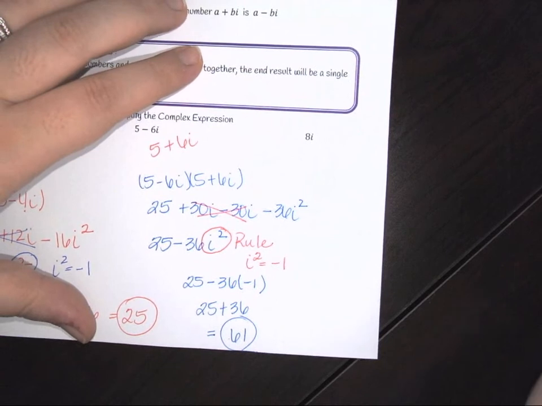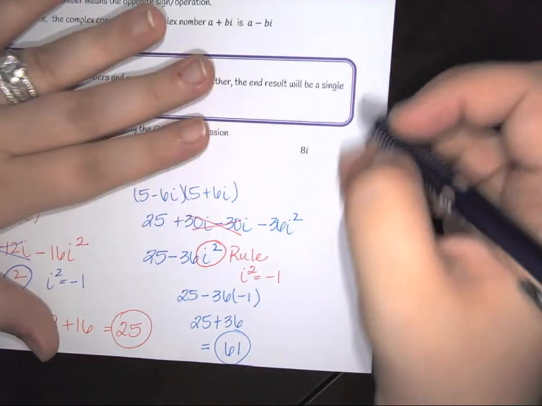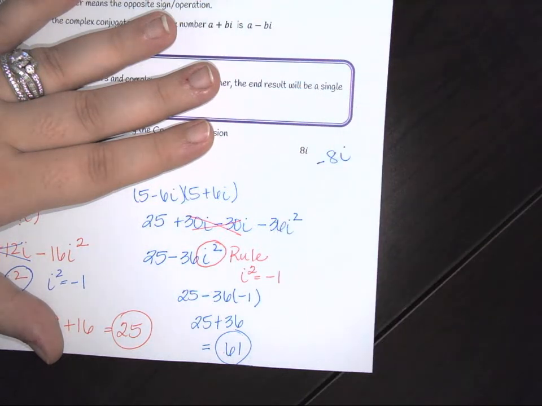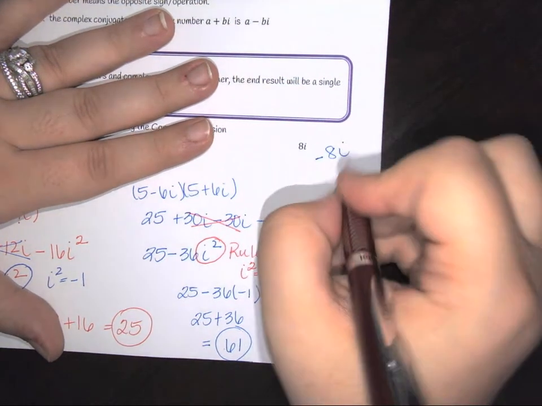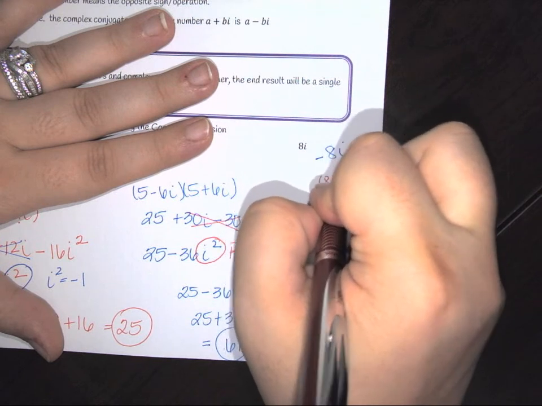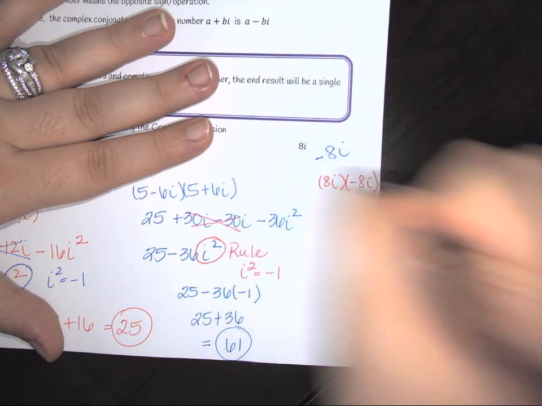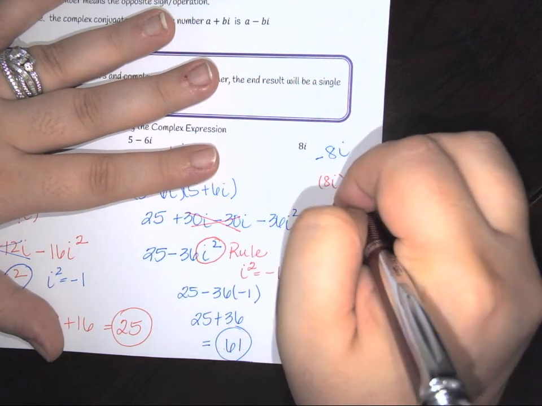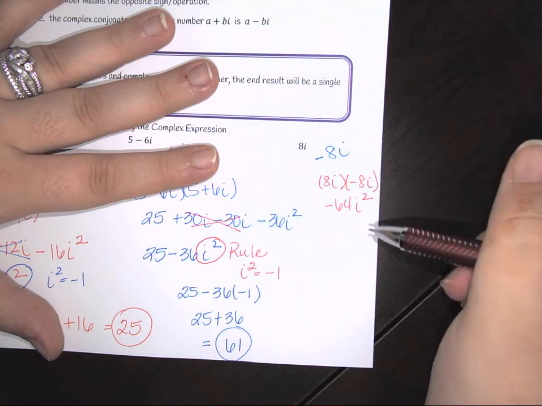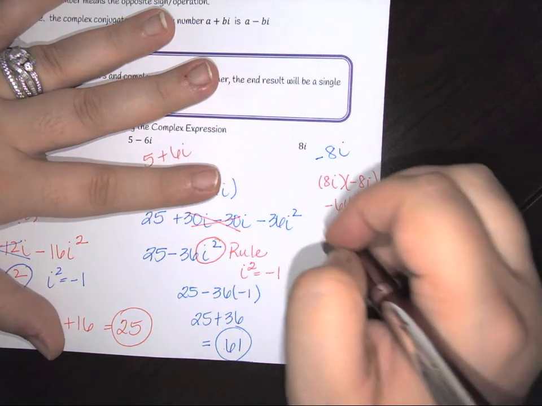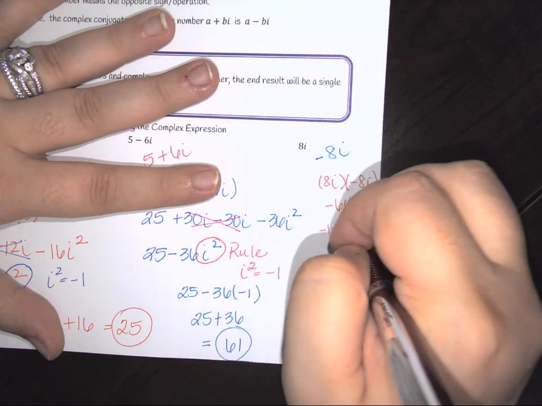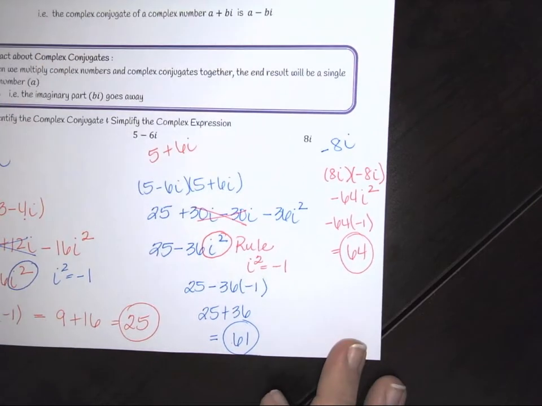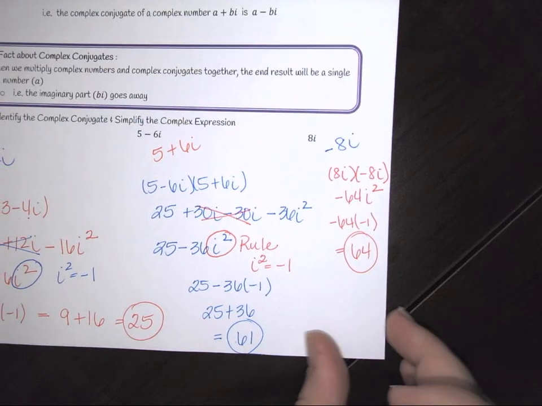Last but not least, I have 8i. So when we're talking about 8i, its complex conjugate is -8i. So again, we're going to do the same thing. So this is 8i times -8i. So 8 times -8 is -64i squared. We know i squared is negative 1, so this is a negative 64 times negative 1, which equals 64 as a result. Complex conjugates.